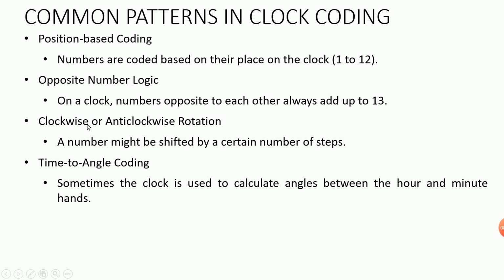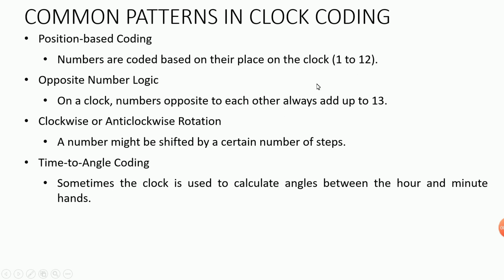Next is clockwise or anti-clockwise rotation. A number is shifted in either the clockwise or anti-clockwise direction by a certain number of steps. If 1 is given and I have to move 2 numbers, that is 2, 3, so my 1 would reach 3. Likewise, the question might be what number the 5 would reach.